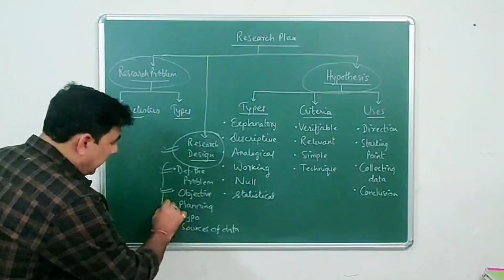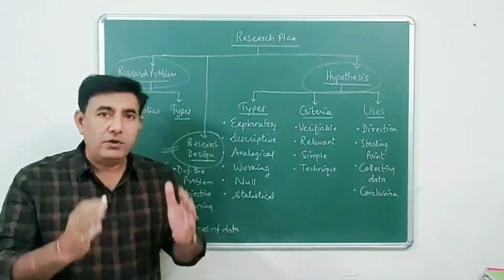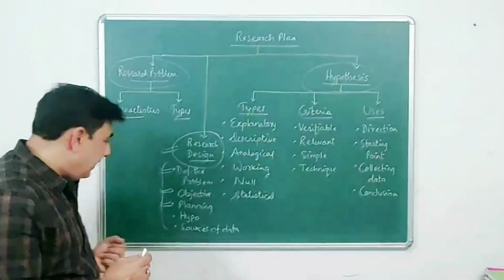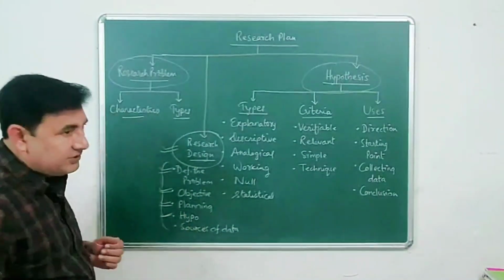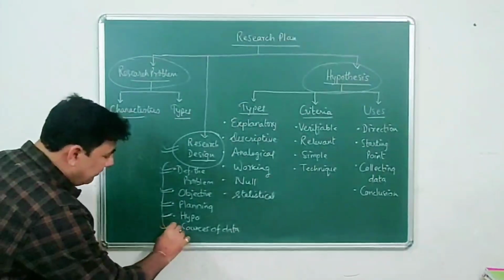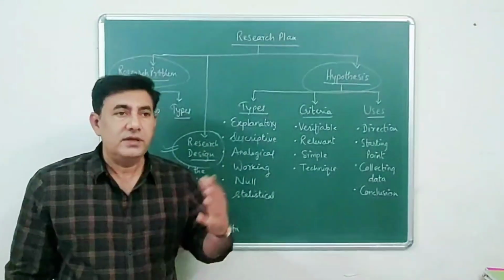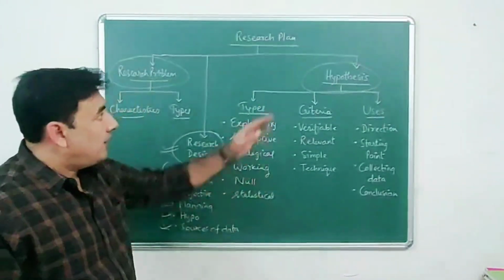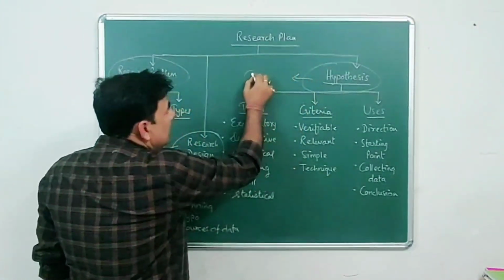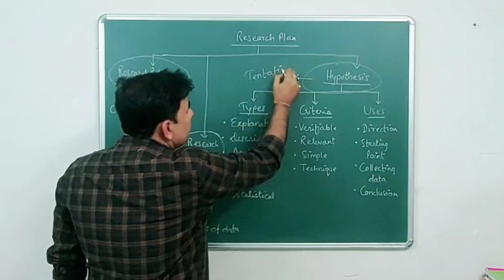It must be very objective. It must be done to achieve the objective of the organization or the objective of the research. And then comes planning. As I told you, research design is all about planning, formulation of planning. So planning should be very systematic. Then comes hypothesis, formulation of hypothesis. I will tell you about this. Then come the different sources of data from where we can collect data and information and use that in research.